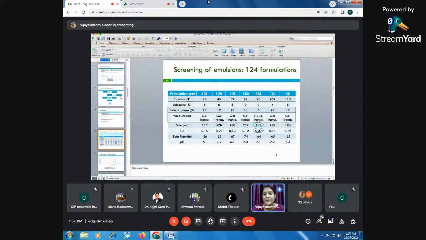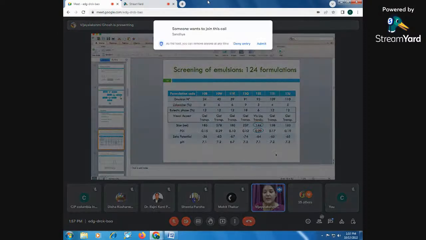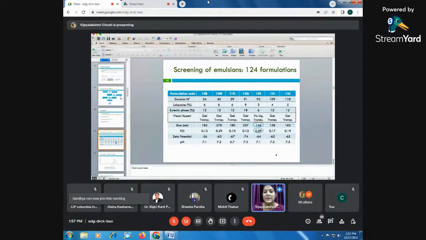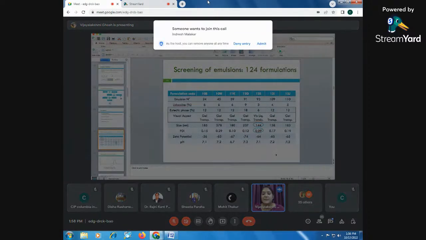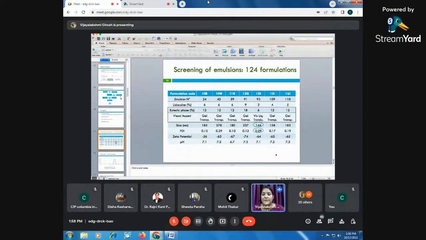And the formulation was visually translucent in color, and it was a viscous liquid, unlike a gel, because it has a very low percent of lidocaine and fatty acid. The size which we obtained is 144 nanometers, and the polydispersity index or PDI is 0.09. As you see, it's a very low PDI. That means the formulation is highly stable, with a zeta potential value of -64 and a pH of 7.1.